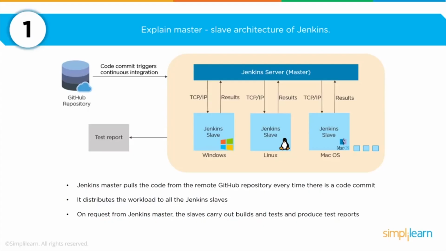The first question you'll be asked about Jenkins is: explain the master-slave architecture of Jenkins. The way that Jenkins is set up is that the Jenkins master will pull code from your remote Git repository such as GitHub and will check that repository every time there is a code commit. It will distribute the workload of that code and the tests that need to be applied to that code to all of the Jenkins slaves. And then on request, the Jenkins master and the slaves will carry out all the builds and tests to produce test reports.